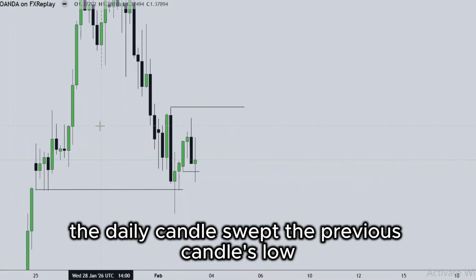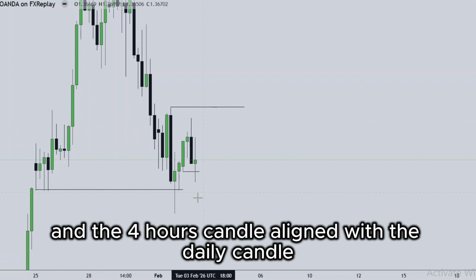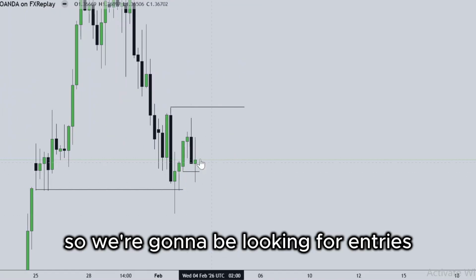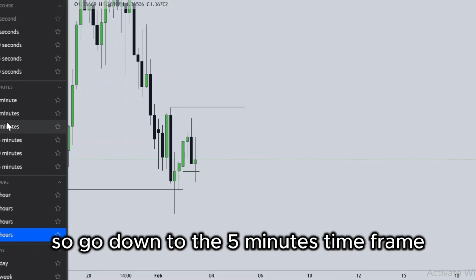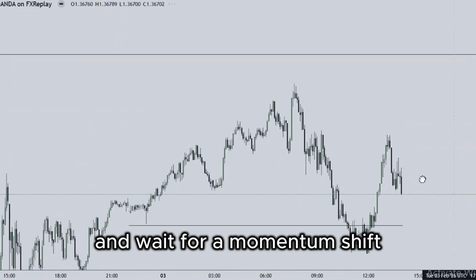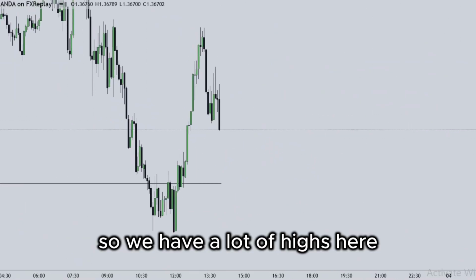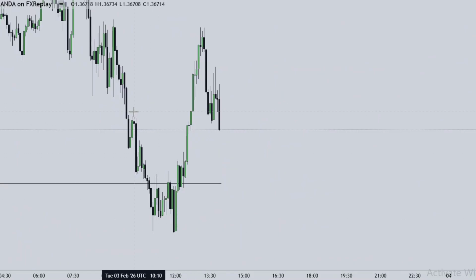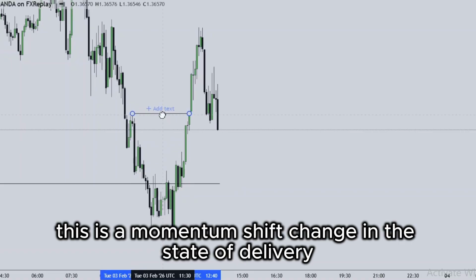The daily candle swept the previous candle's low in continuation of the bullish trend, and the 4 hours candle aligned with the daily candle. So we're going to be looking for entries in the lower time frame, which is the 5 minutes time frame. So we'll go down to the 5 minutes time frame and wait for a momentum shift, the shift in structure. So we have a lot of highs here, so we can just pick up one. I'll pick up this one. This is a momentum shift, change in state of delivery.